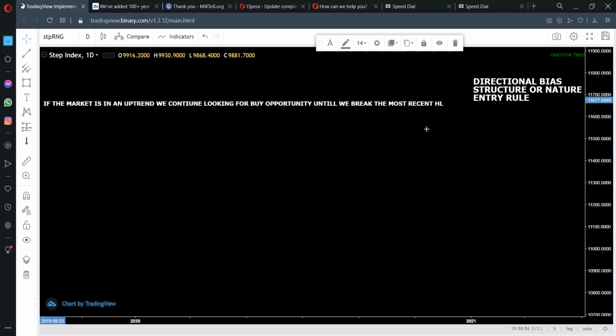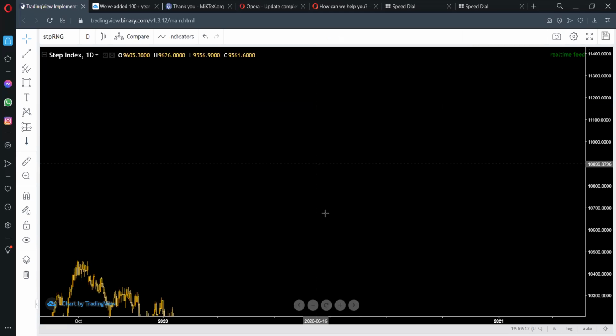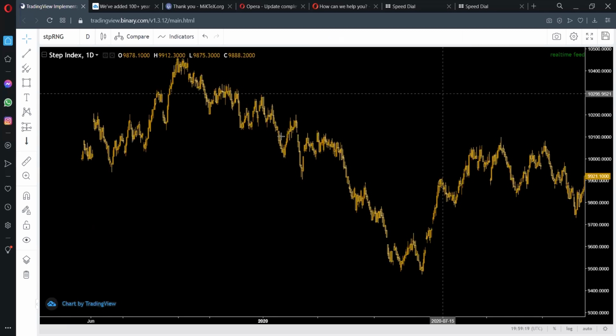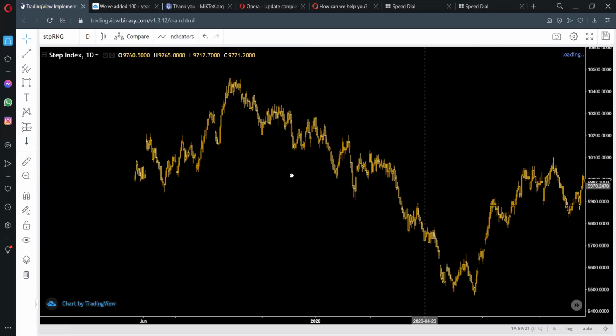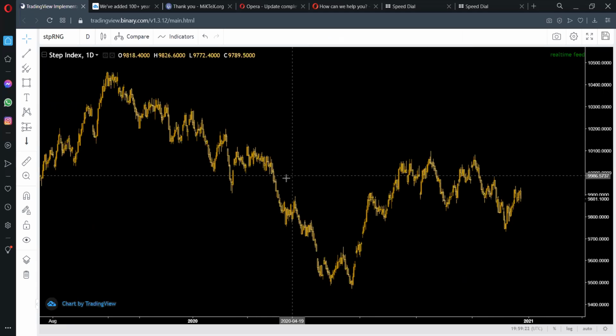let me try to explain one thing to you. There is one thing you need to notice when you're analyzing your market. We said directional bias, structure or nature, then entry rules. What are the entry rules? We just learned the entry rules. The market principle is just the same. The directional bias is the same, the trend we are looking for. You have to ask yourself what the current nature of the market is.